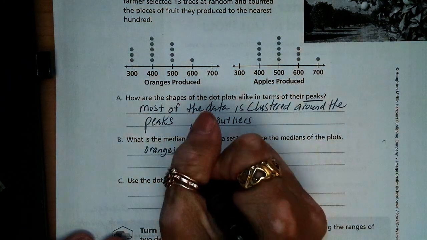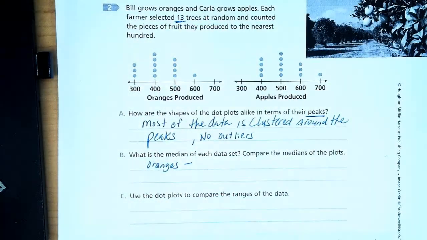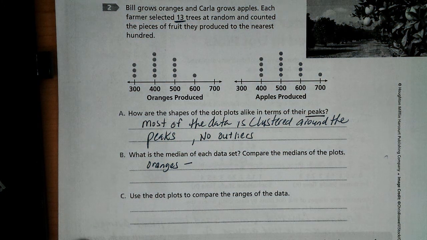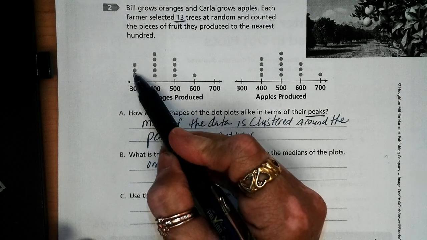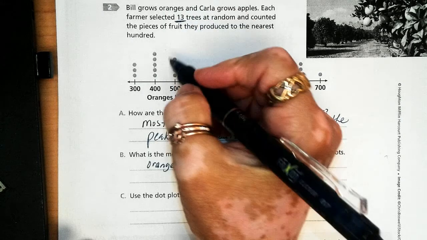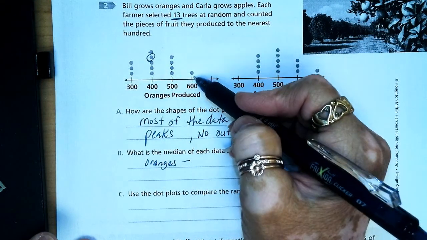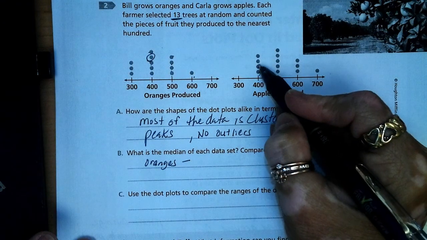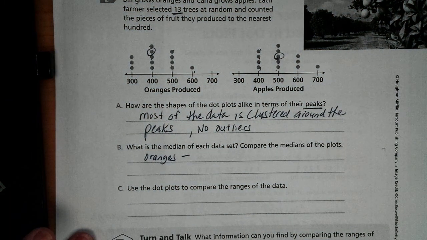Okay, so the median of our oranges. We have 13 as my data set. So that means I should have 6 on one side, 6 on the other, and that 7th point would be in the middle. So you count them: 1, 2, 3, 4, 5, 6. There's your 7. 1, 2, 3, 4, 5, 6. This is the middle.